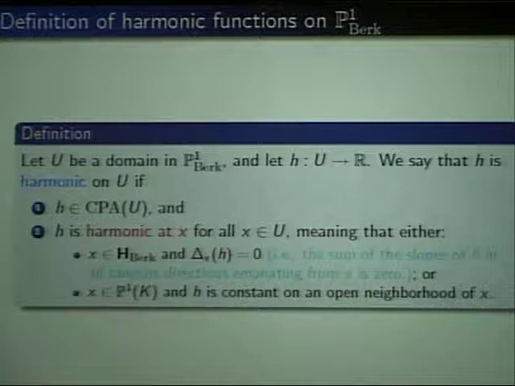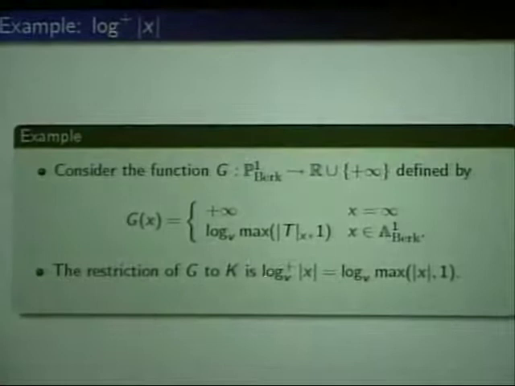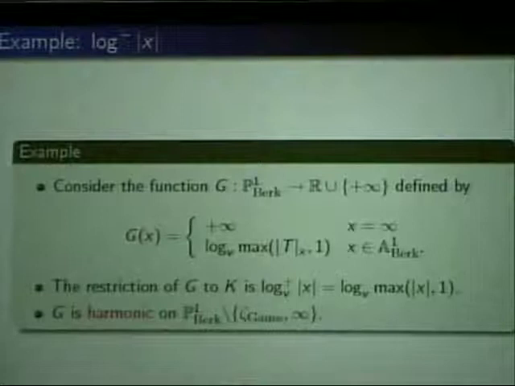And here's one example, possibly not the simplest example I could have chosen as the first example, but take the function which is infinity at infinity and then is otherwise given by the log of the max of absolute value of t and 1. So this is extending this function log plus absolute value x. And the claim is that this is harmonic except at the Gauss point and at infinity.